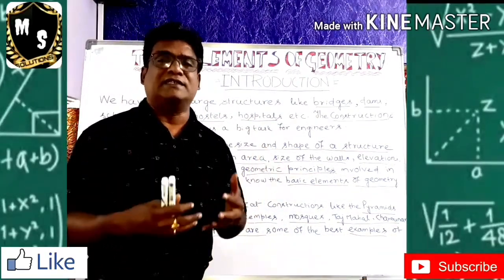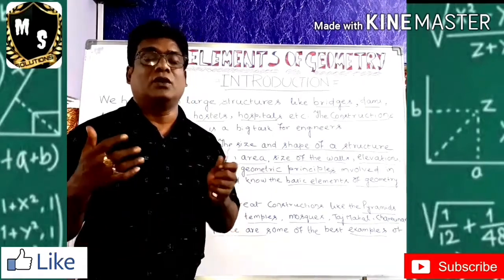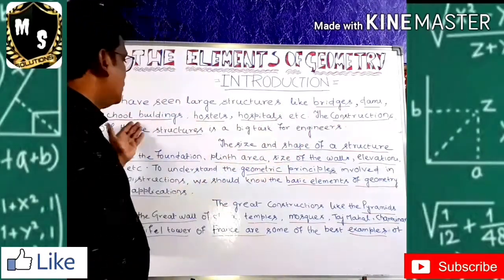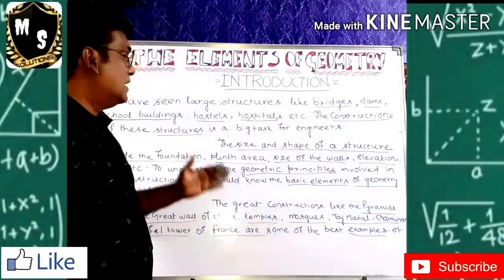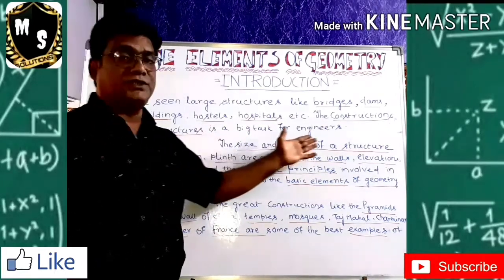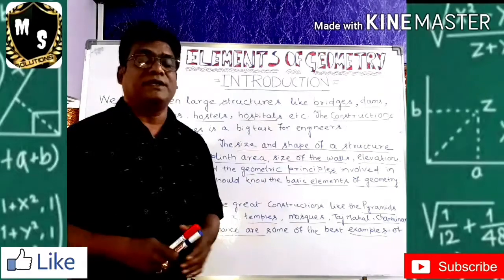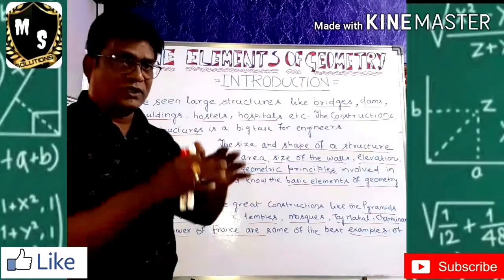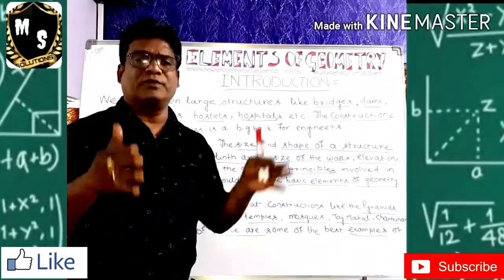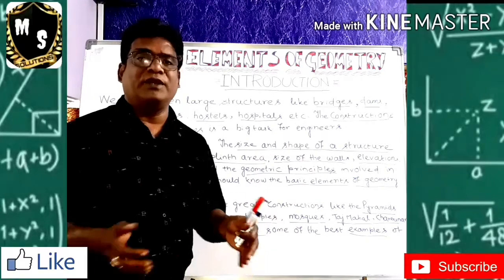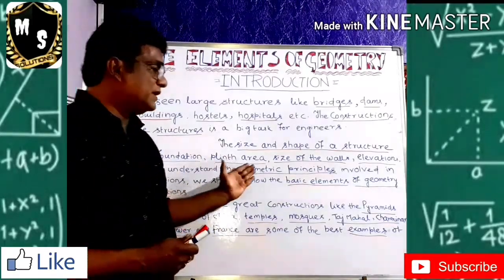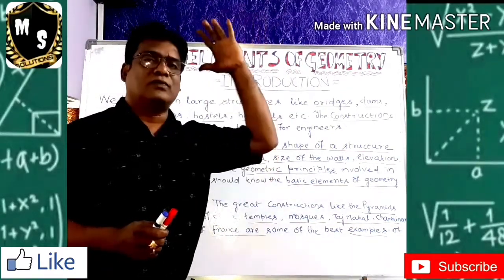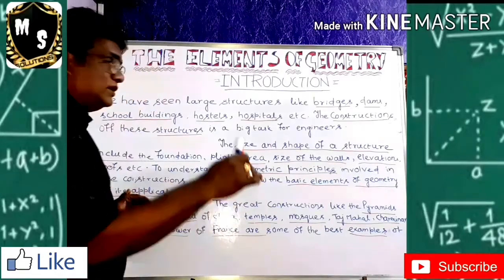Why are we going to apply geometry? What is inside geometry that makes it so useful? When you are building bridges, dams, school buildings, hostels and hospitals, there is a big task for the engineers, because geometry is applied very seriously. What should be the size and shape of the structure? How should a room be constructed? How will the plinth area be? How will the foundation be? What is the size of the walls you are going to put? What is the thickness of the roof? How will it be built? And the elevation, the staircases.